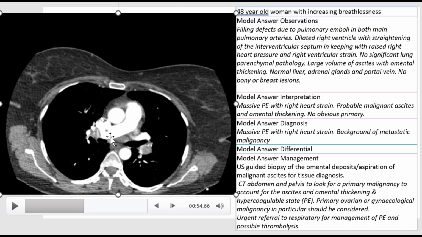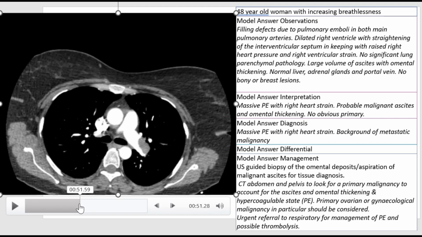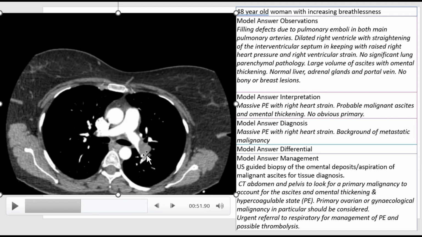This is the filling defect within the right main pulmonary artery, and this is the filling defect within the left main pulmonary artery, indicating pulmonary embolism, pulmonary emboli.